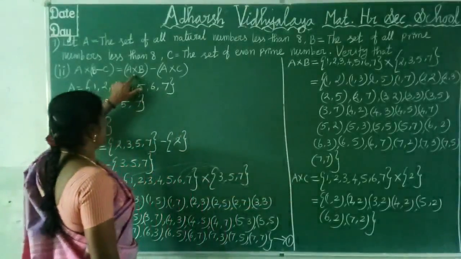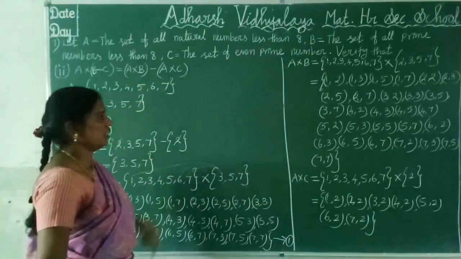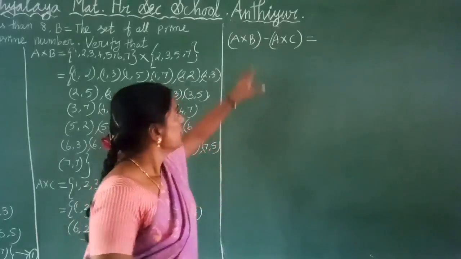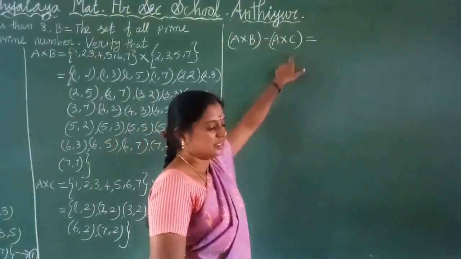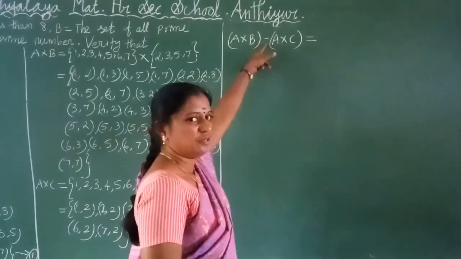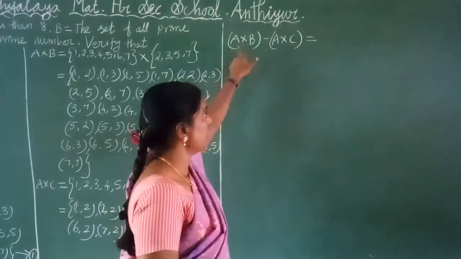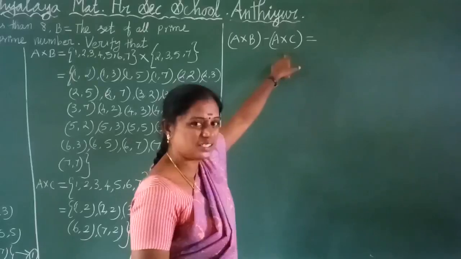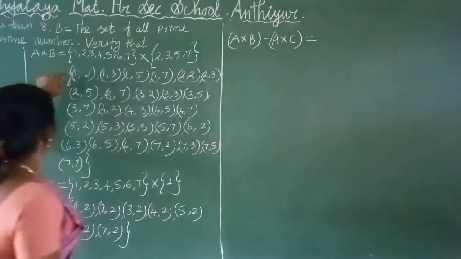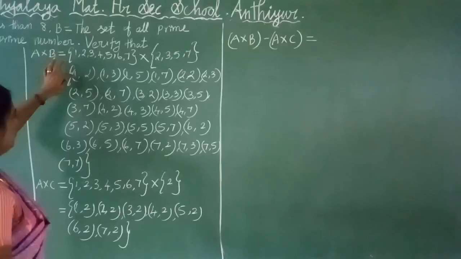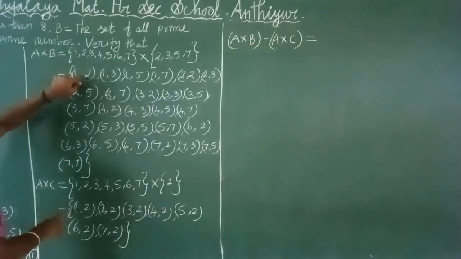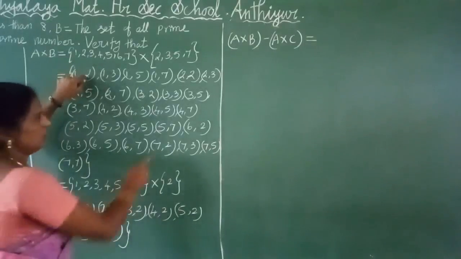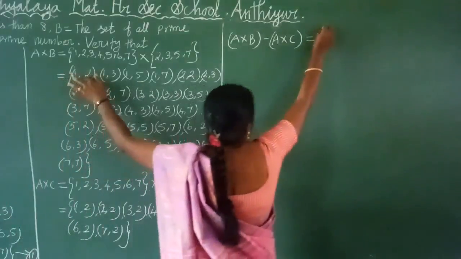Next you find A cross B minus A cross C. So what is the difference definition? The elements that belong to A cross B but do not belong to A cross C. So see that A cross B. Here (1,2) belongs to A cross C, so it is not in the answer.